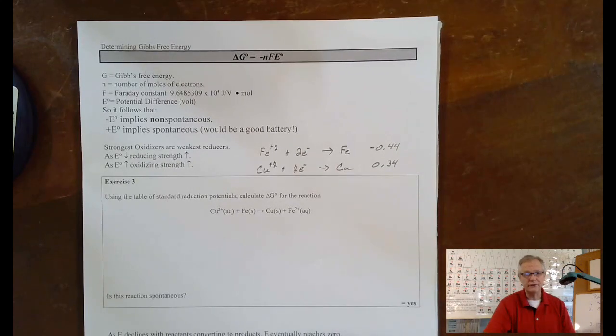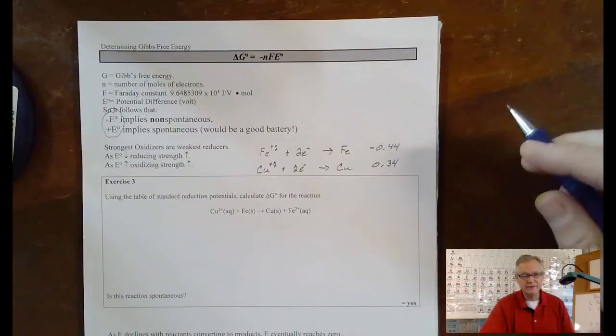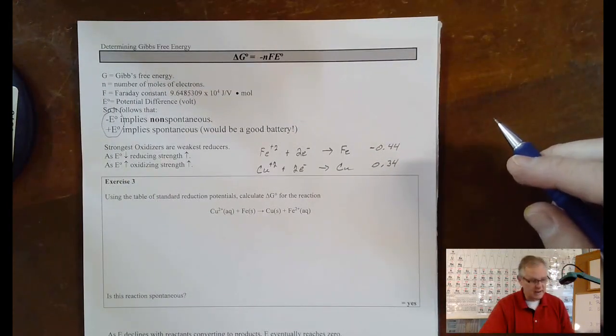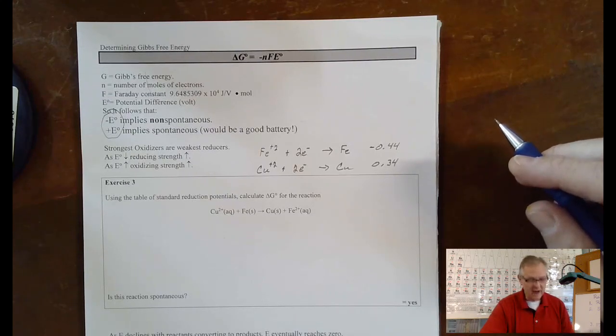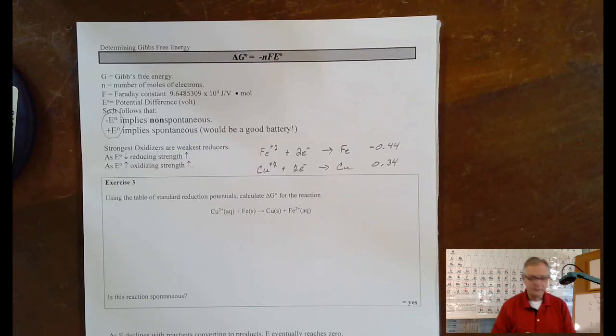Now, in our last video series, we talked about the cell potential. We said if the cell potential was negative, it's non-spontaneous. Well, the signs of the cell potential and Gibbs free energy are just the opposite. So remember that in Gibbs free energy, if delta G is negative, then it is going to be spontaneous.